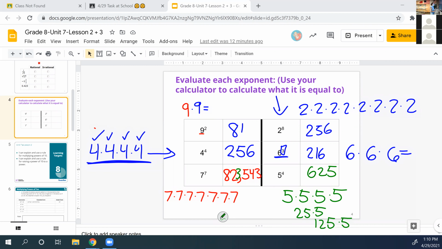So let's get those written down for ourselves. And then we're going to move into our new learning for today. So 7 to the 7th is this guy right here, Avery. 823,543. Okay, I'm gonna leave that up for another 10.